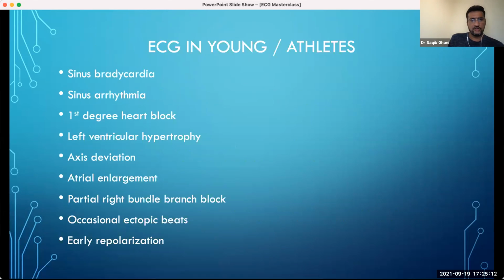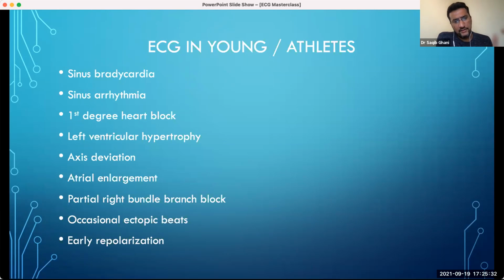Right, let's see another one. Now, for the next 2-3 minutes, I just want to show you a couple of ECGs of young people or people who are athletic. I was lucky enough to work with athletes about 8-10 years ago and went around the country doing ECGs and heart scans on lots and lots of athletes, national and international.